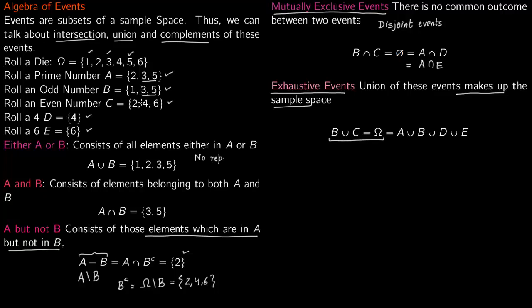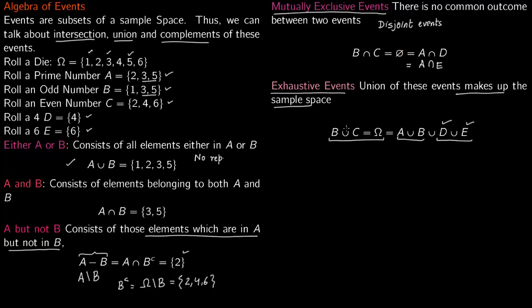So take their union, you get 1, 2, 3, 4, 5, 6, the entire sample space. Or you could do A union B, union D, union E. So A union B we have already written right here. So it is 1, 2, 3, 5. So if you add 4 to it, that is D, and you add 6 to it, that is E. So you add 4 and 6 to this. So 1, 2, 3, 4, 5 and 6, you will get the entire sample space omega. So exhaustive events are the ones whose union makes up the entire sample space.